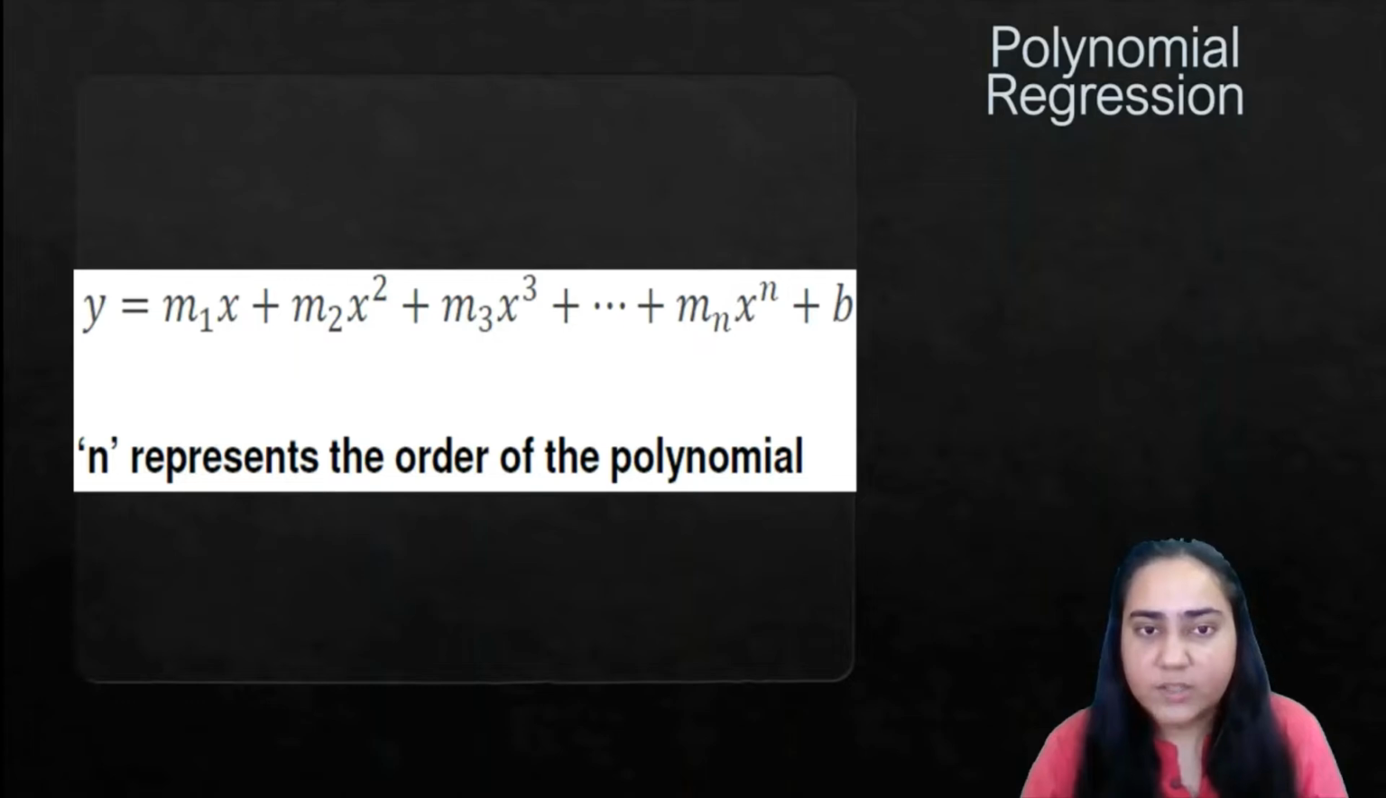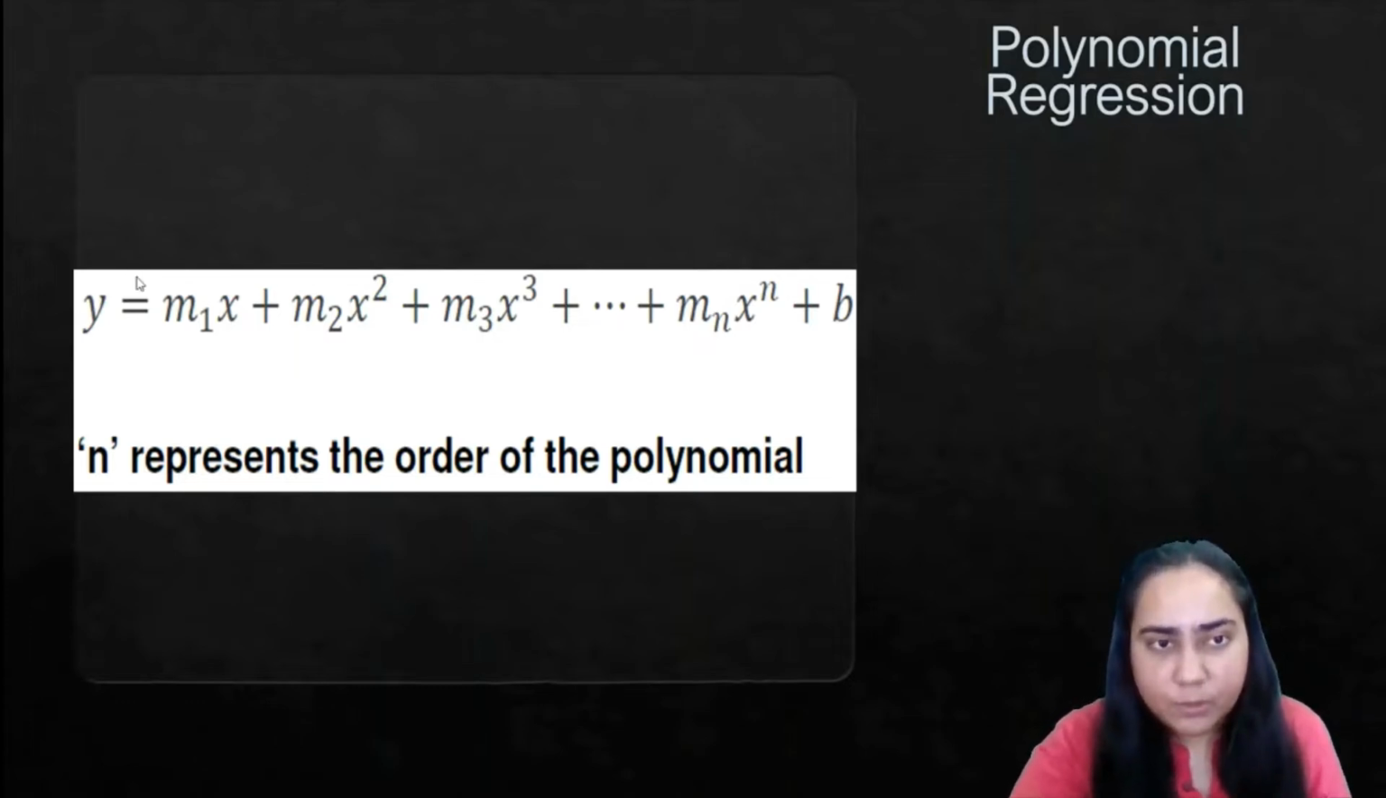But because our line is curved, we have multiple slopes, which is why we have m1, m2, m3, and so on up to mn. And the x's every time have a different degree. So you can see this is x, this is x squared, x cubed, and so on up to x raised to n. And n represents the order of the polynomial. So that's why it is an nth degree polynomial.